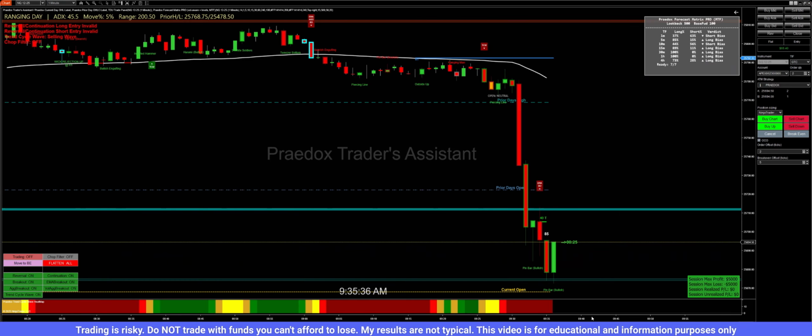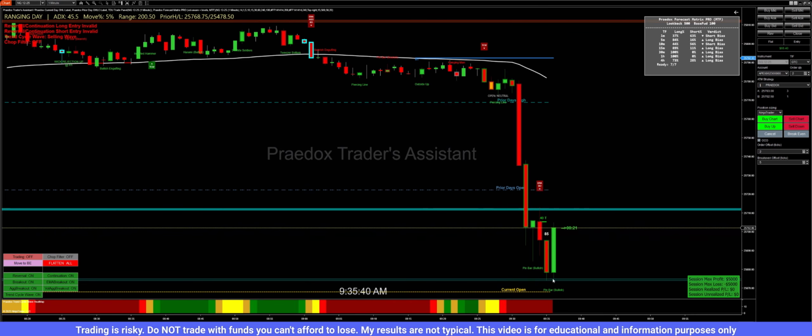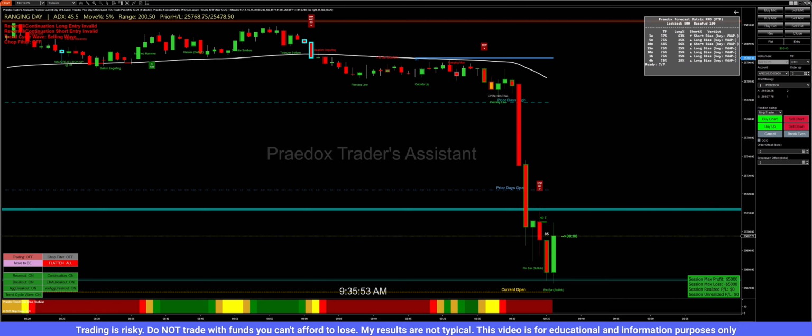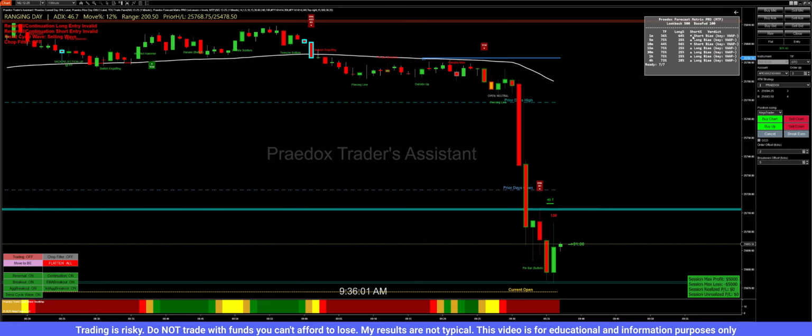We'll remain patient here. It looks like we're getting some bullish bounce here. That will not close as a pin bar. So now we're starting to, still 63% short.